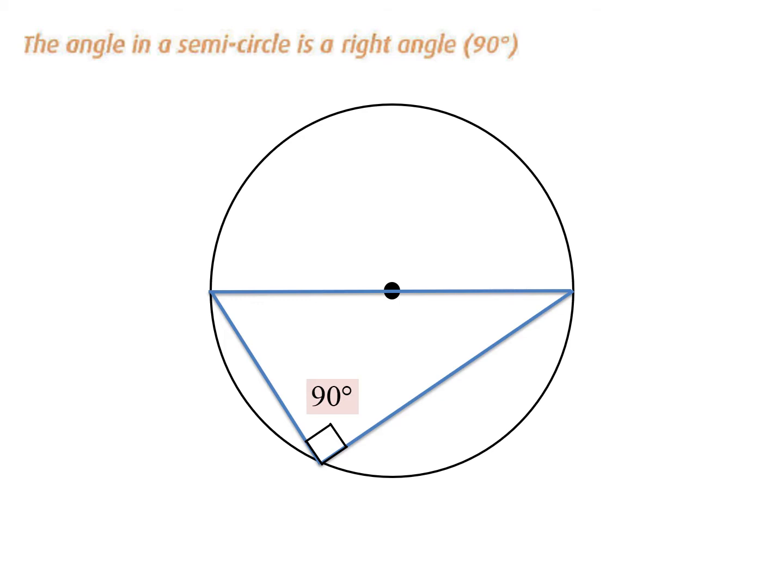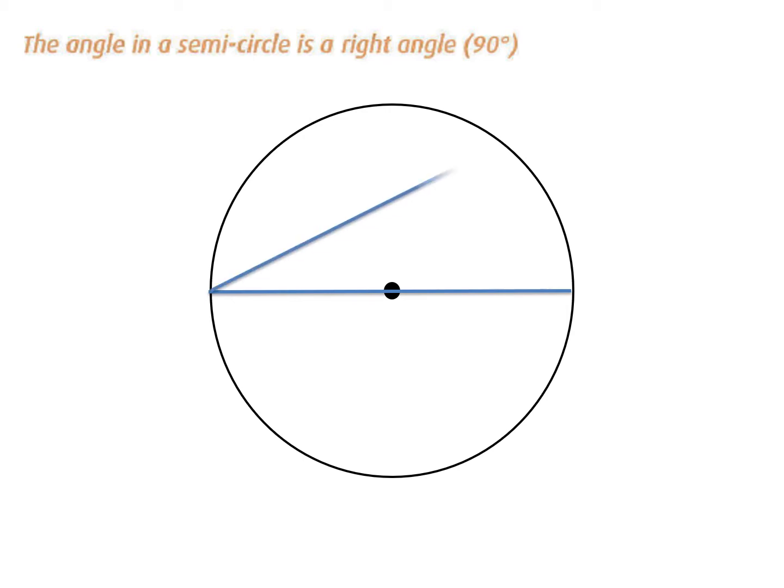Now we try that again. I'm going to draw another diameter. However, this time I'm going to draw the triangle upwards and make sure that it is touching the circumference of the circle. So we still get the 90 degrees. So basically the angle in a semicircle is always a right angle. It's a right angle.